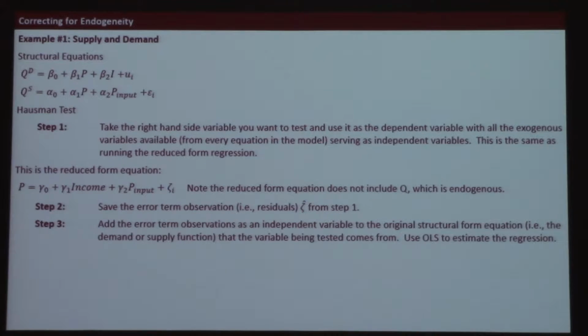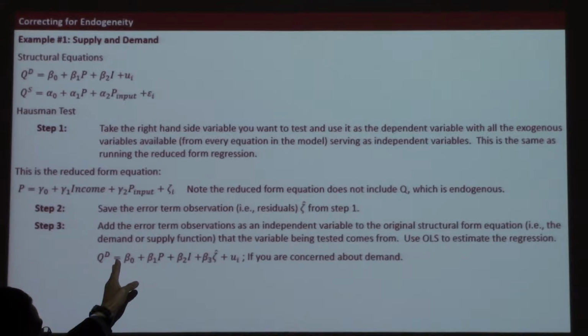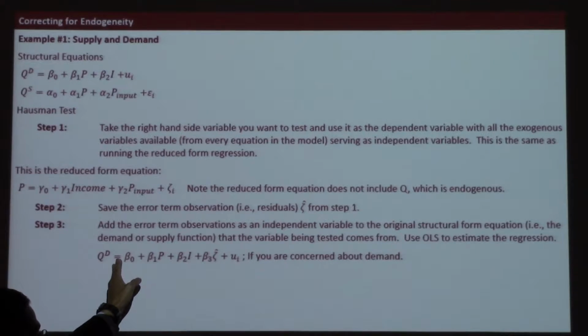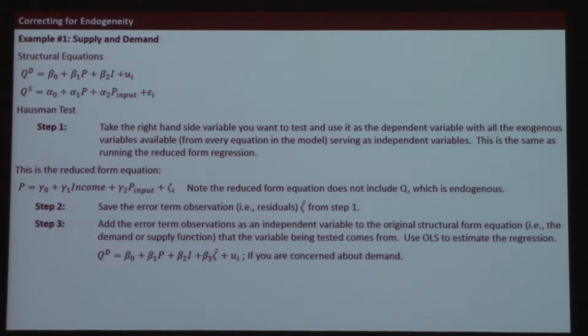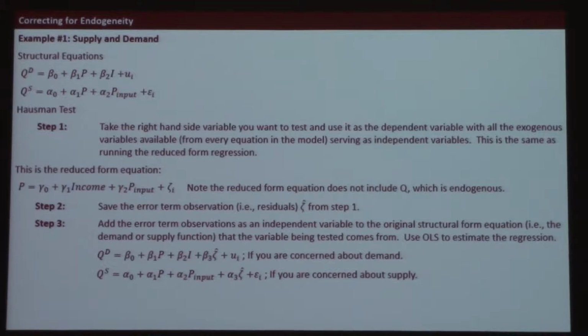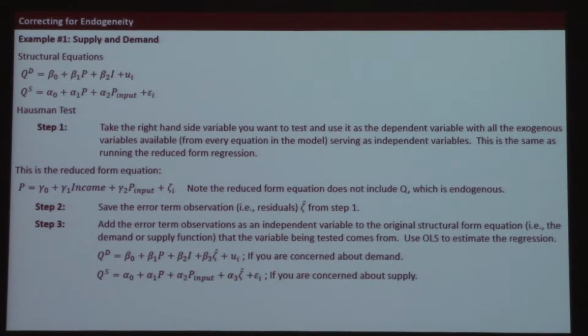We put the residual into our demand curve, which is our curve of interest if you're concerned about demand. And then we test to see if it's statistically significant. If we want to identify the supply curve, you throw it into the supply curve to see if it's statistically significant. If it's statistically significant, then we have an endogeneity problem.